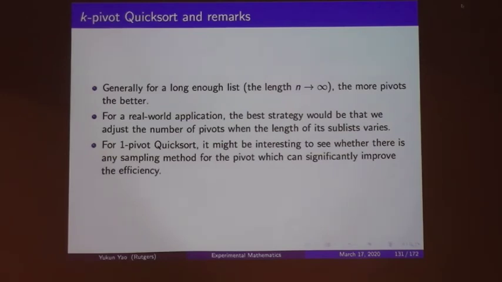But for real-world applications, the best strategy would be that we adjust the number of pivots when the length of the sublist varies. And for one pivot quicksort, it might be interesting to see whether there's any sampling method for the pivot which can significantly improve the efficiency.